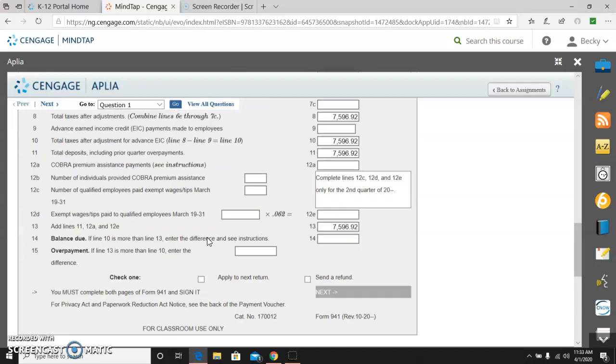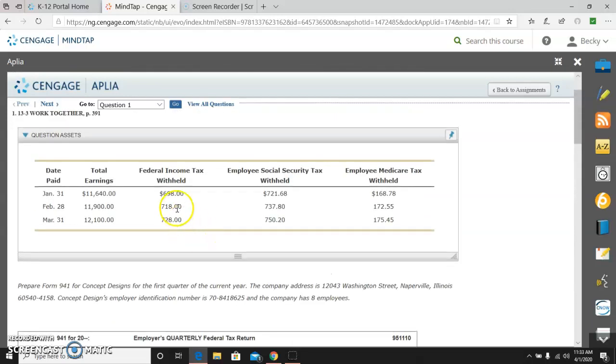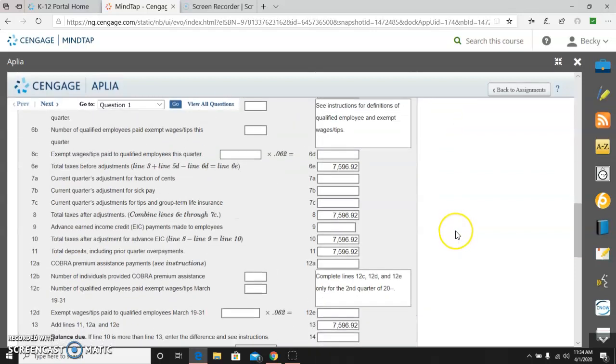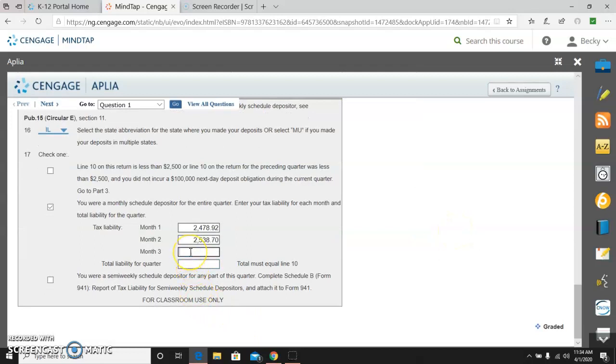And then I would do that for February, and I would get $2538.70. I'm going to go up there again to explain that. I would take 718 plus 737.80 plus 172.55 plus the employer again, so 737.80 plus 172.55. And that is how I would get month 2 of 2,538.7. And then for March, I would take 728 plus 750.20 plus 175.45 plus 750.20 plus 175.45. And if I did that for the month of March, what I would get would be 2579.30.